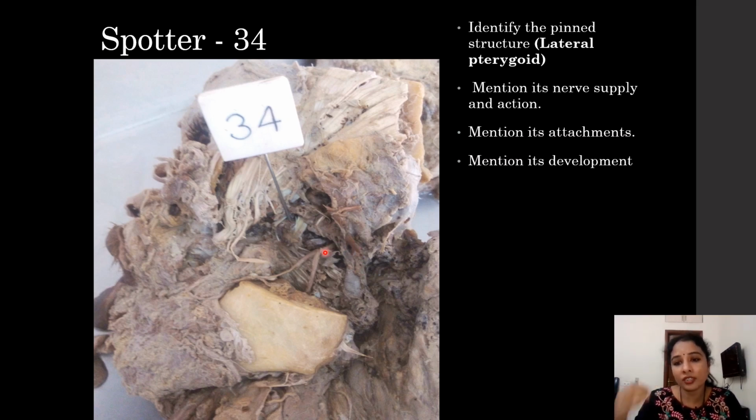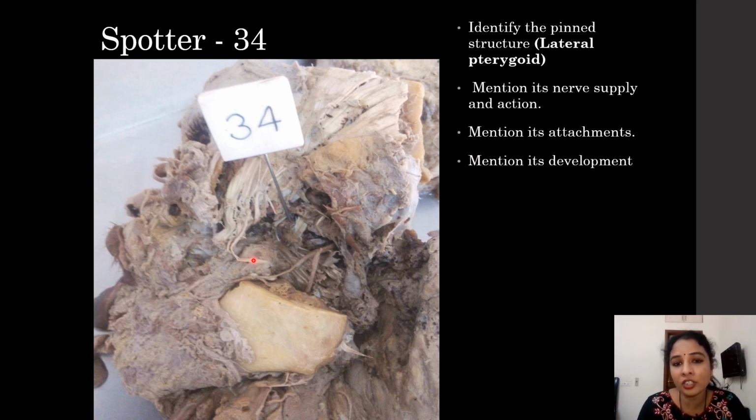It gets origin from the roof of the infratemporal fossa, that is the greater wing of the sphenoid, and it also gets origin from the lateral surface of the lateral pterygoid plate. So the lateral pterygoid plate gives origin to both pterygoids: lateral surface to lateral pterygoid, medial surface to medial pterygoid. So that is about its origin.